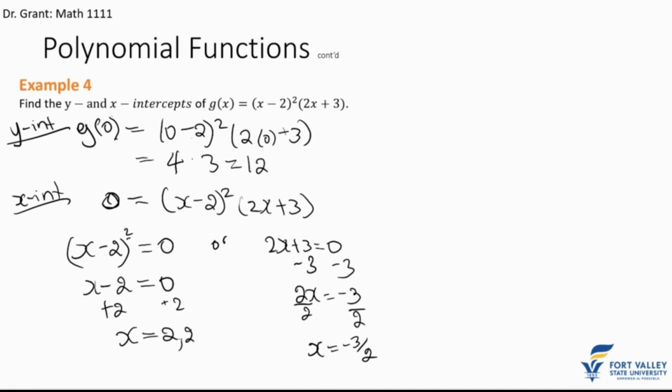Now, if we wanted to graph this, we would graph the intercepts. Alrighty, so my x-intercepts are 2 and negative 3/2, which would be 1 point something, and the y-intercept is 12.